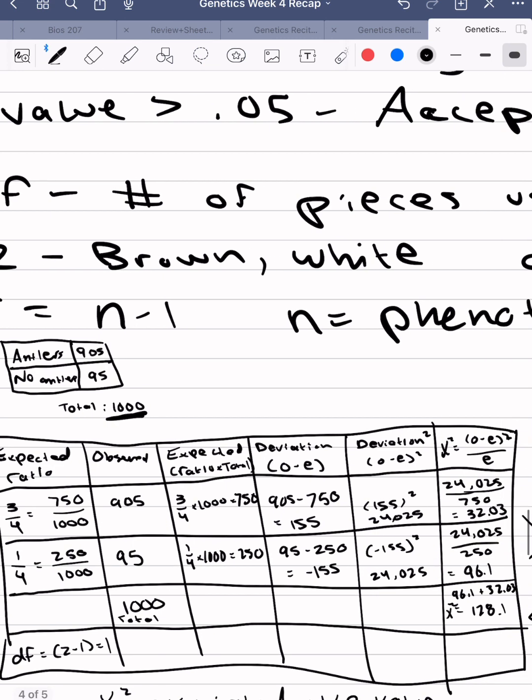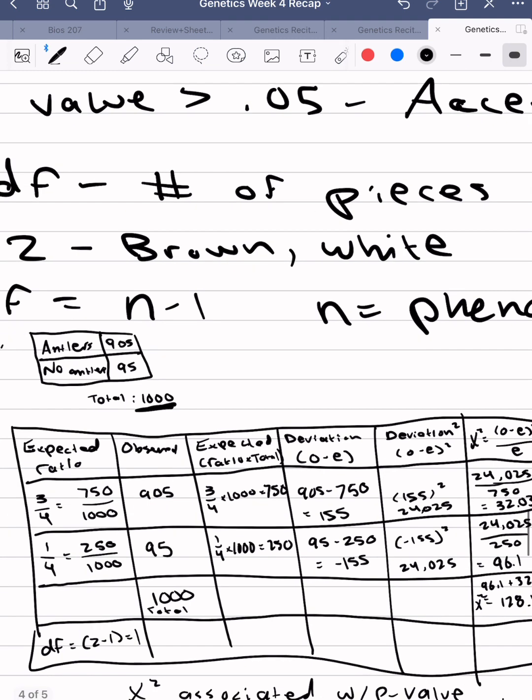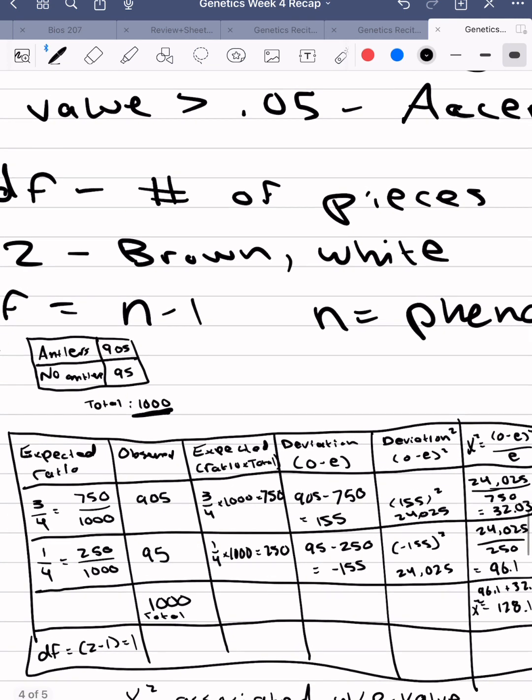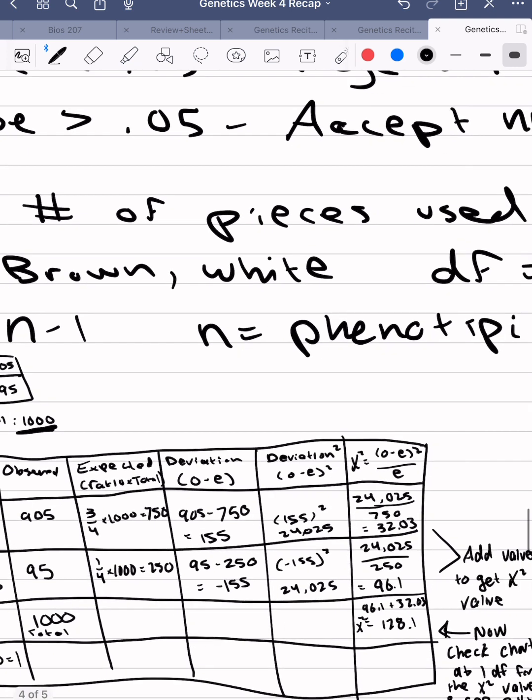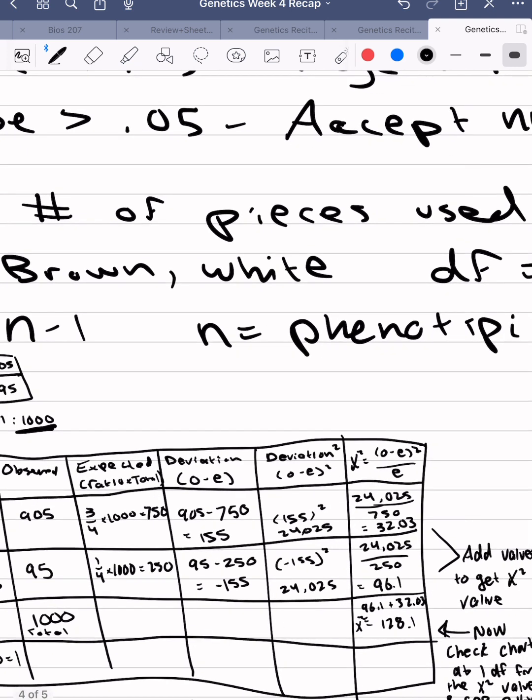So then we would need to find the deviation, which is simply observed minus expected. So that would be 905 minus 750, which is 155. For no antlers, it would be 95 minus 250, which would be negative 155. We would then calculate the deviation squared. So we'd simply square our answer from the deviation, which would give us 24,025 for both of them.